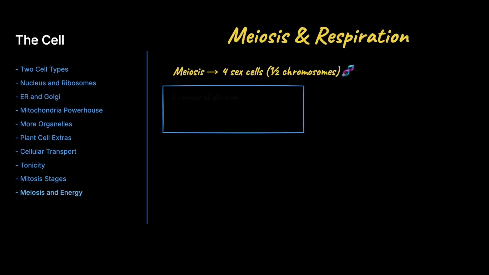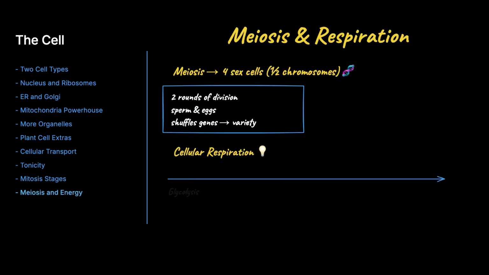Meiosis is the other division, and students mix these up constantly. Meiosis makes sex cells, sperm and eggs, through 2 rounds of division that produce 4 cells with half the chromosomes. It also shuffles genes, creating variety.